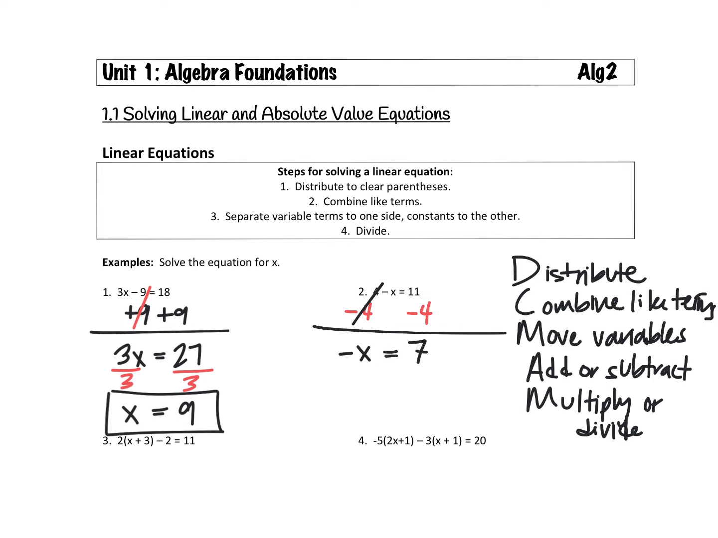Okay, what number is actually in front of x right now? A negative 1, right? And so you're dividing by negative 1 because you're not done until the x is completely positive. 7 divided by negative 1 would give me a negative 7. So these are just two-step equations.